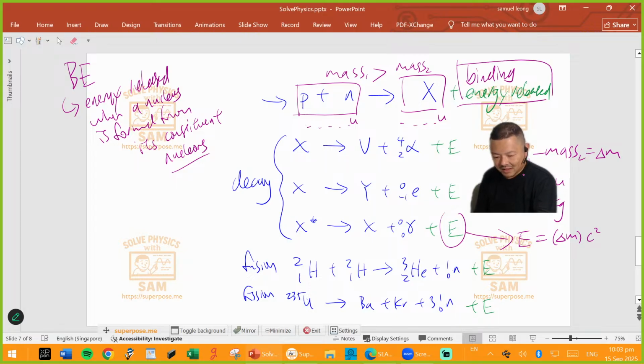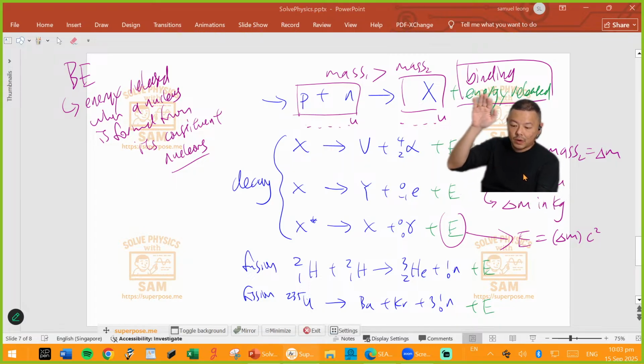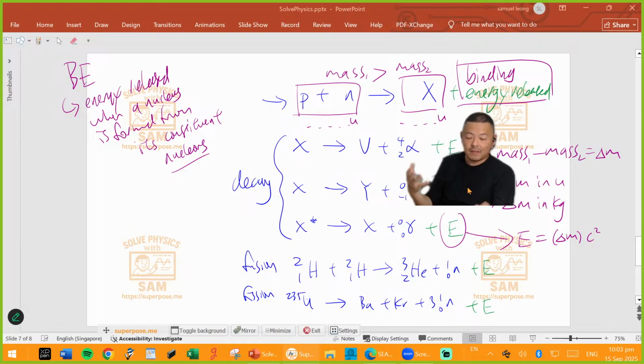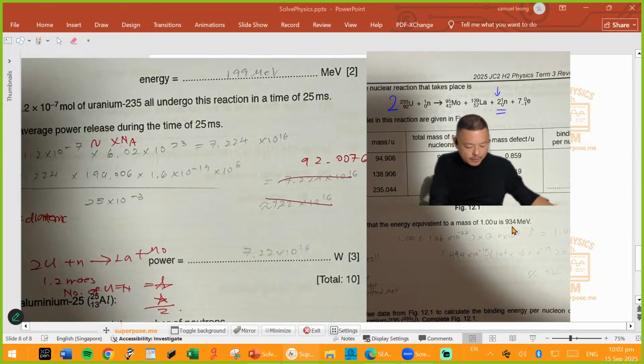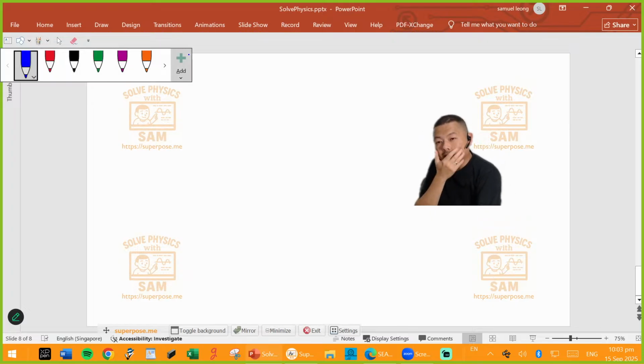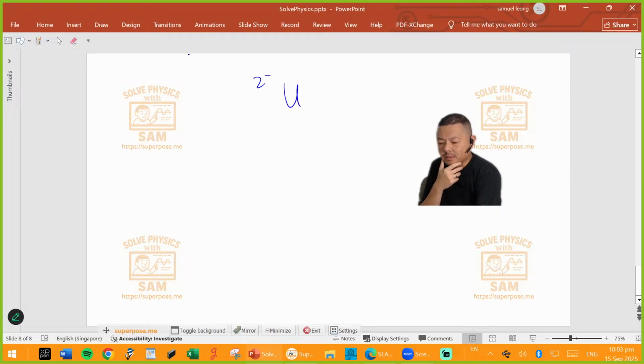So the term binding energy, strictly, is only for when you are trying to create the nucleus from its constituent nucleons. Let's say for example I give you something like uranium.